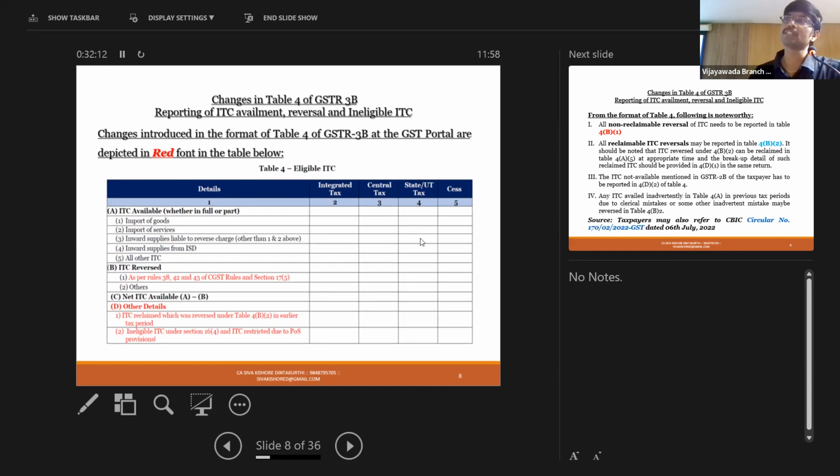Earlier, the description was different. Now it is different. ITC is reversed as per rule 38, 42, 43 of CGST rules and section 17(5). Earlier, you don't punch blocked credit. You don't avail, you don't reverse. Now you are required to avail and reverse.